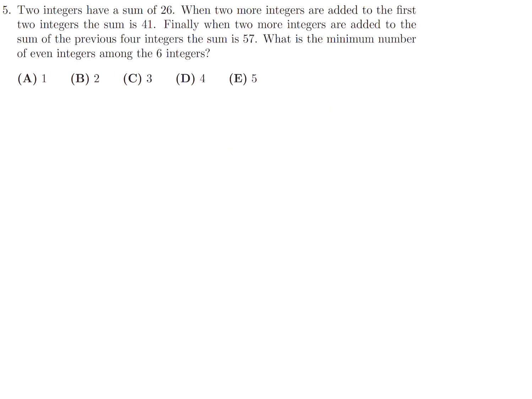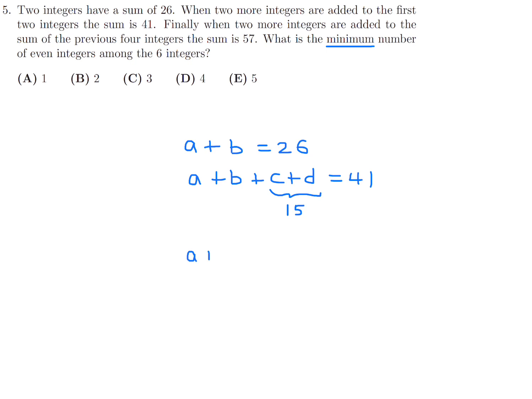2 integers have a sum of 26. When 2 more integers are added to the first 2, the sum is 41. Finally, when 2 more integers are added to the sum of the previous 4, the sum is 57. What is the minimum number of even integers among the 6 integers? A plus B is 26, and then you're adding 2 more to that list to get 41. So therefore, C plus D obviously must be equal to 15.